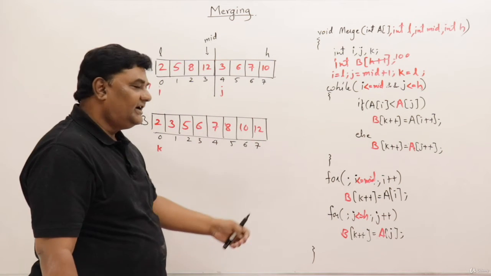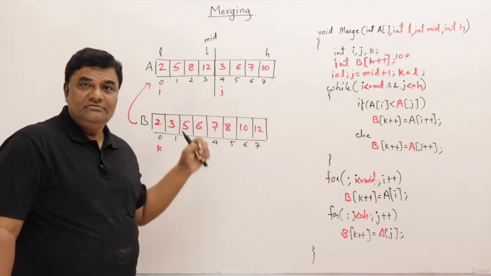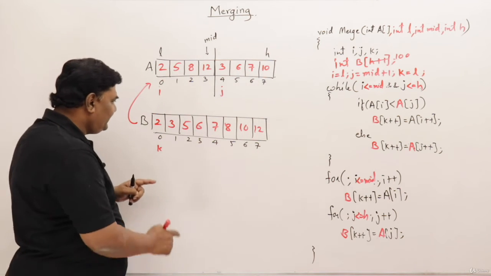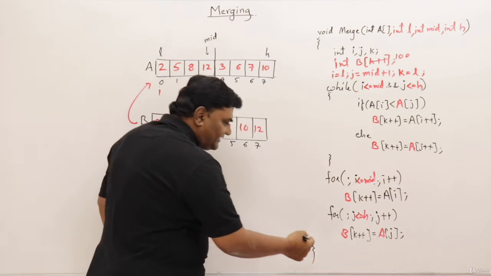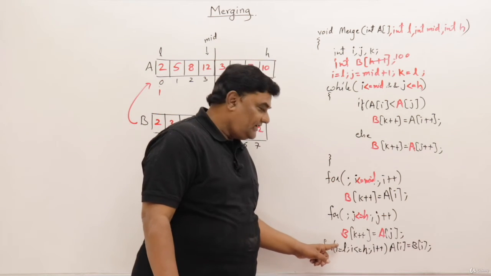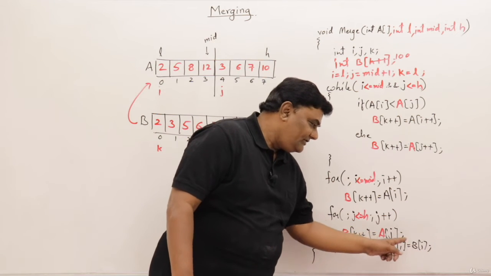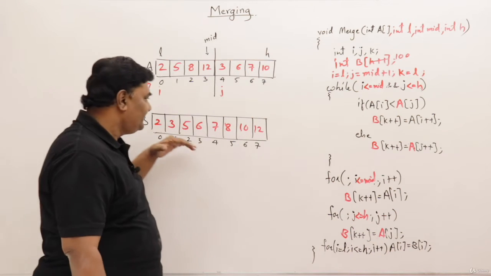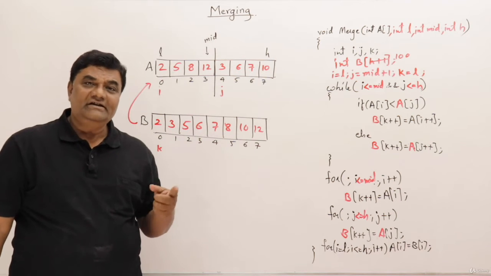So the code is modified with some changes and it works for a single array now. Then one last thing remains: all these elements should be copied back to A. So here I will write a loop for copying all the elements. For i takes values from low to high, copy the element from B[i] to A[i]. So these elements will be copied back into A, and we get the final merged list in A.